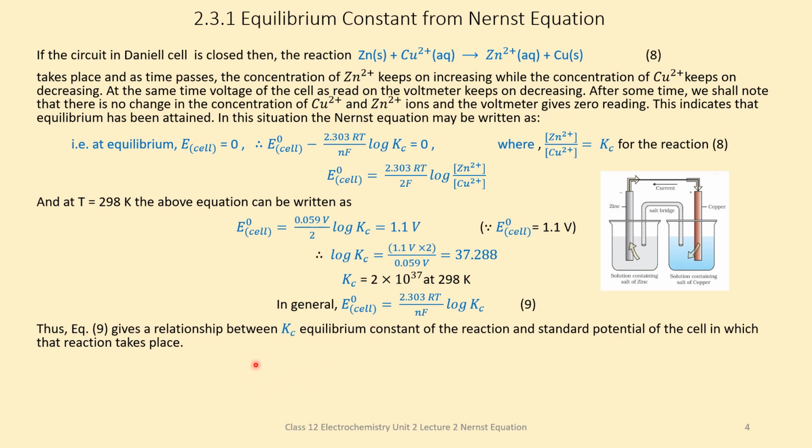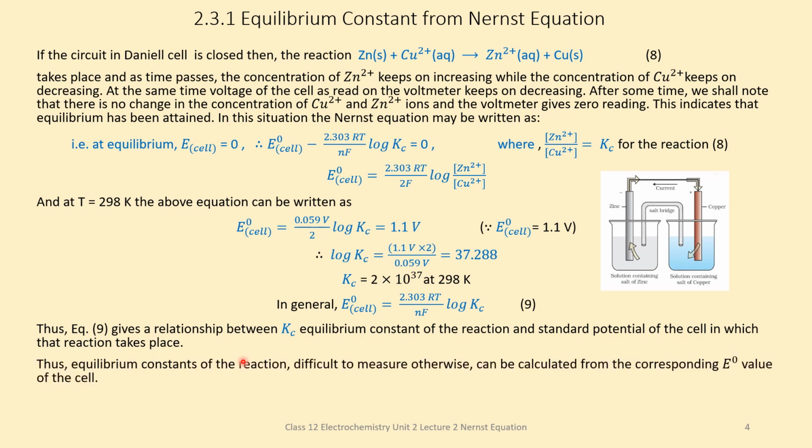Equation 9 gives the relationship between Kc, that is the equilibrium constant of the reaction, and the standard potential of the cell in which the reactions take place. Thus, the equilibrium constant of the reaction, which is very difficult to measure otherwise, can be calculated easily from the standard electrode potential value of the cell.